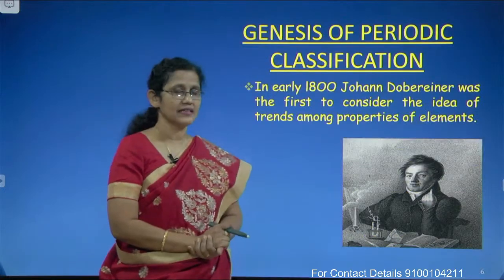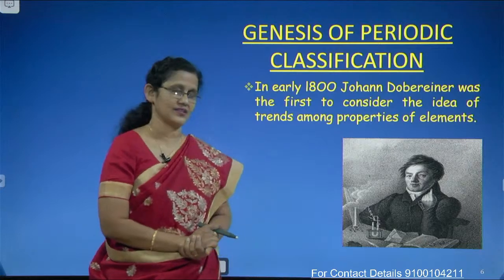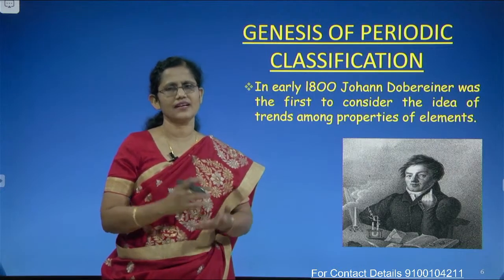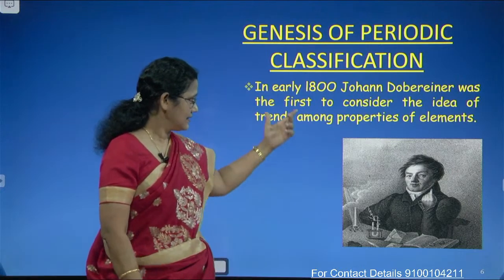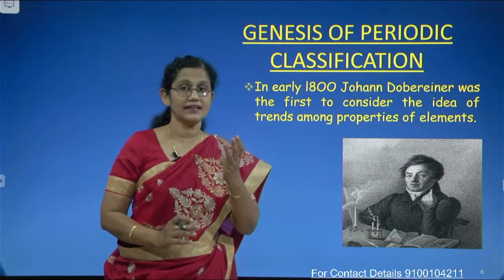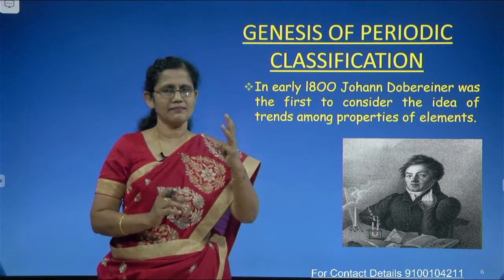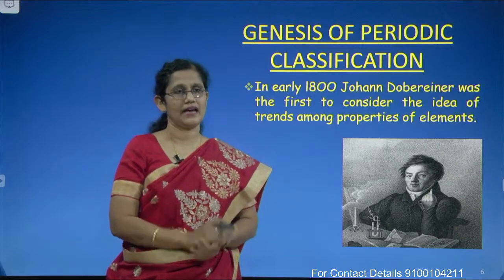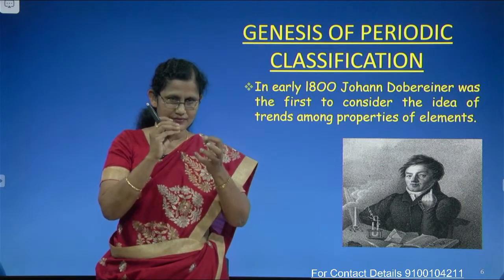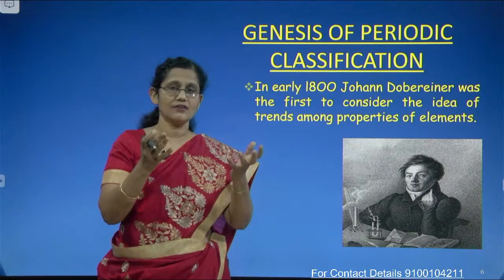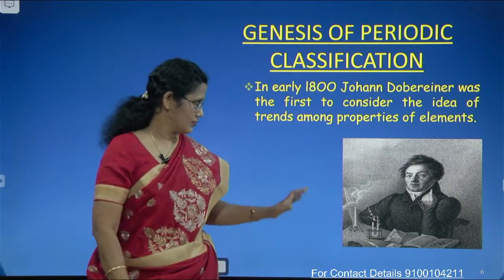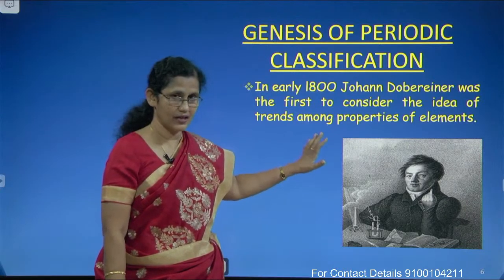Now, we are starting with the genesis of periodic classification. What is genesis? Genesis means beginning. What is the beginning of classification? In the early 1800s, Dobereiner classified elements as triads. He took 3 elements with similar properties as a group, as a unit. What he observed is that the atomic weight of the middle element is the average of the atomic weights of the first and third, the terminal elements. He gave the law of triads.